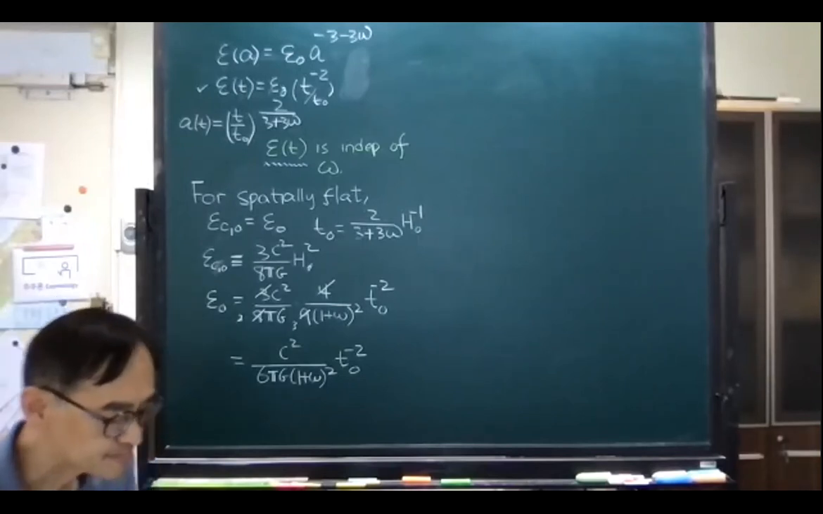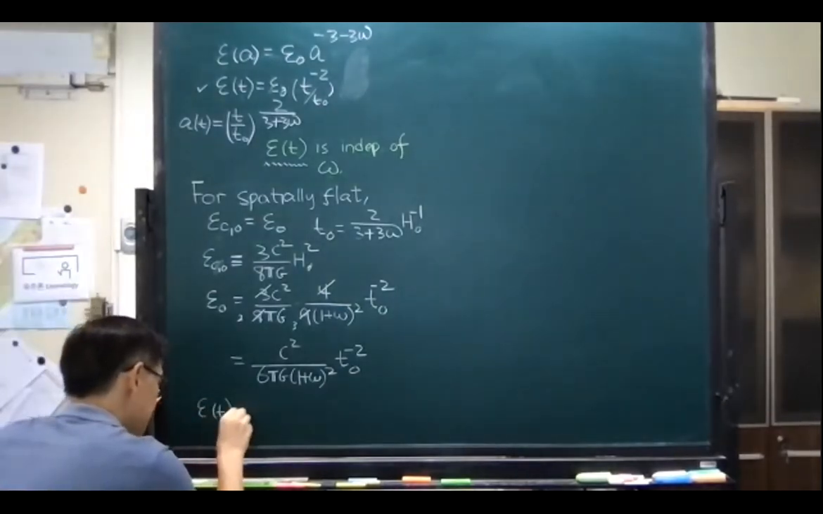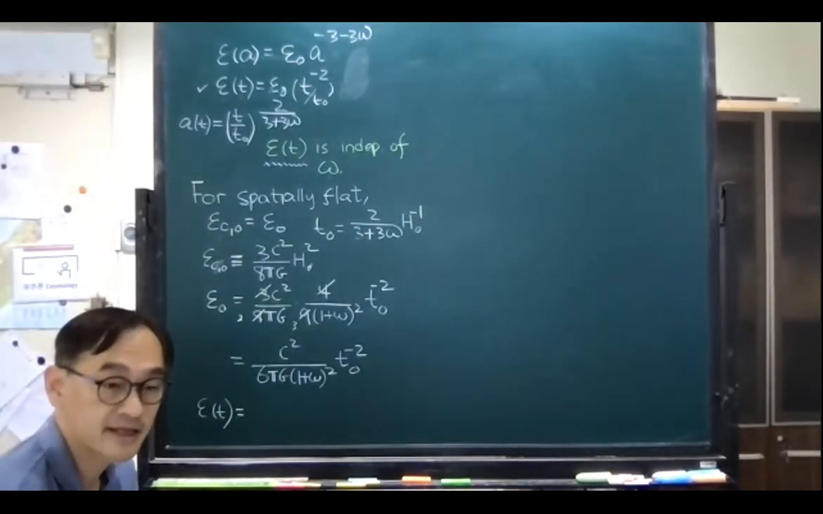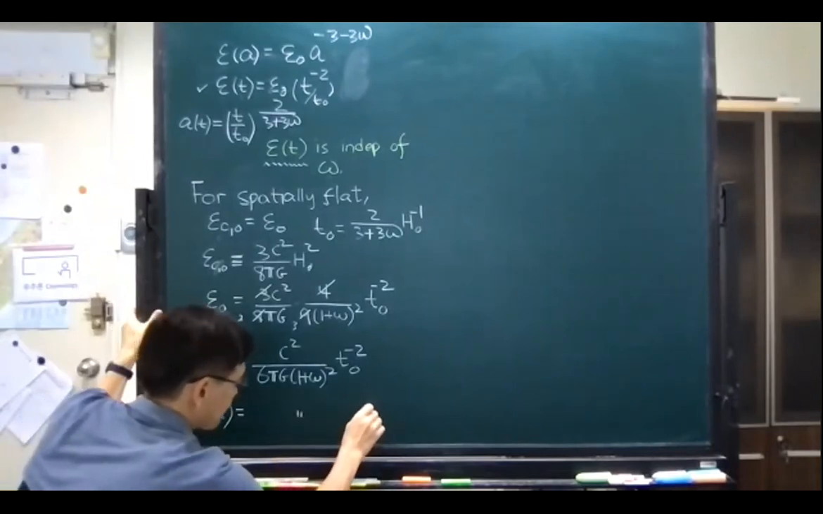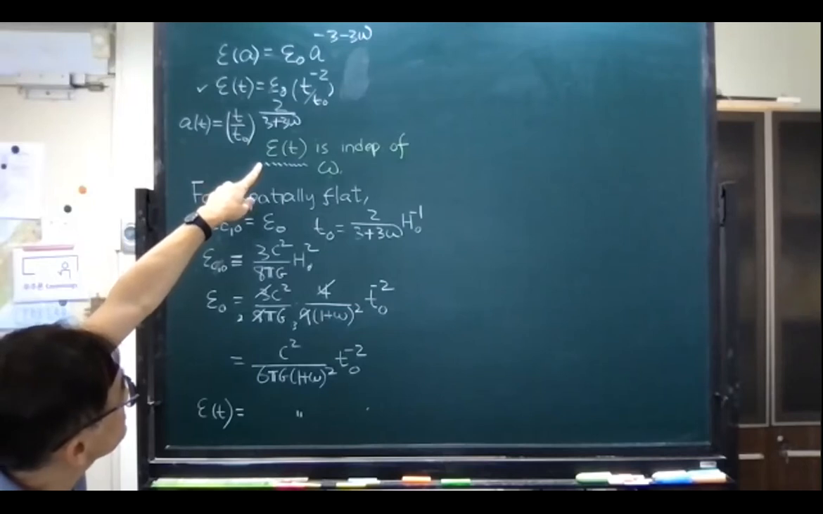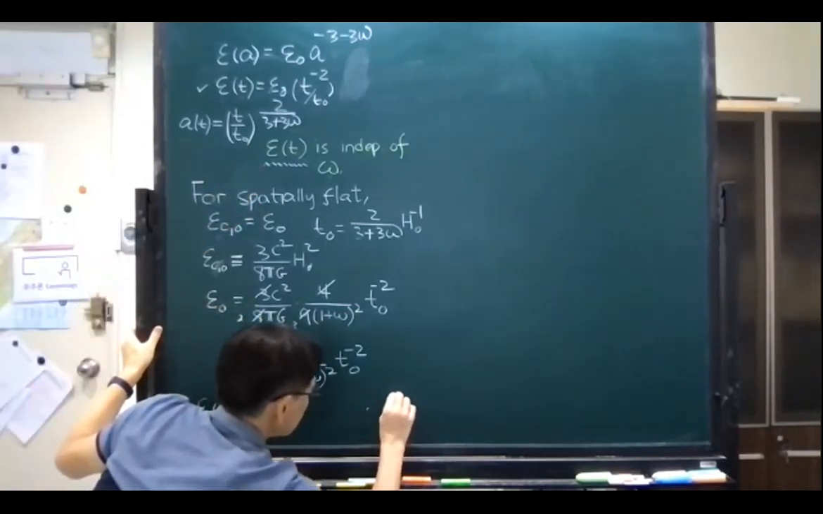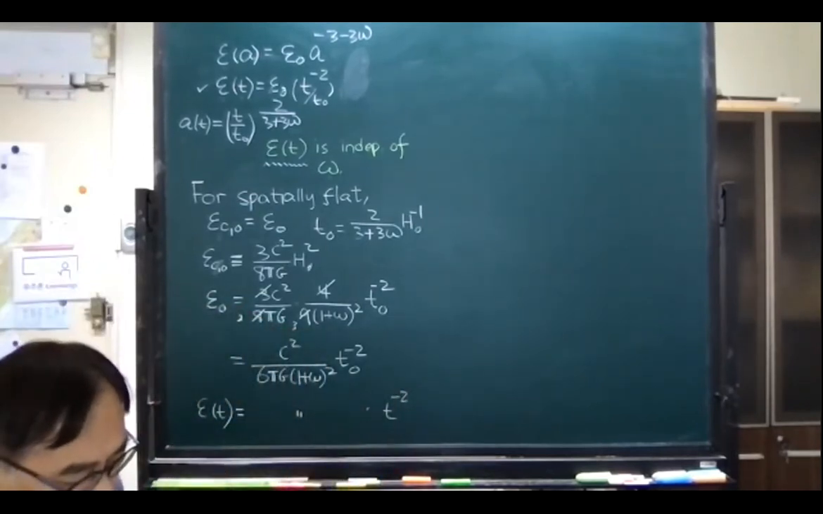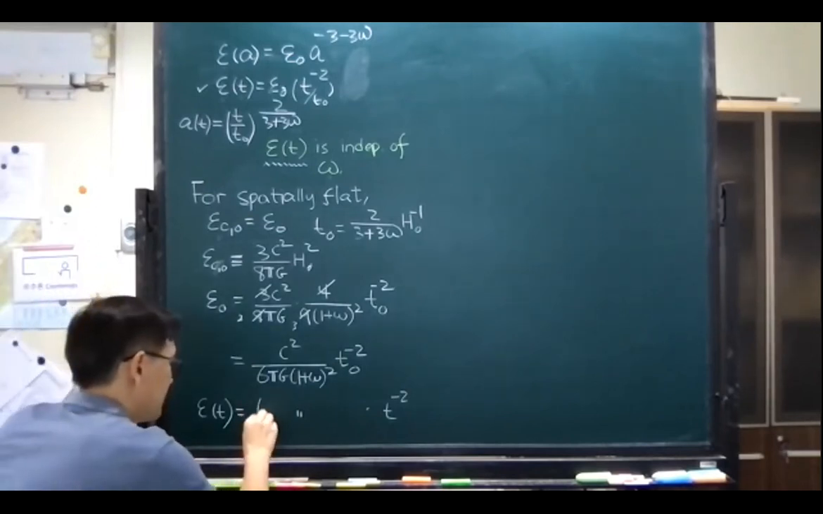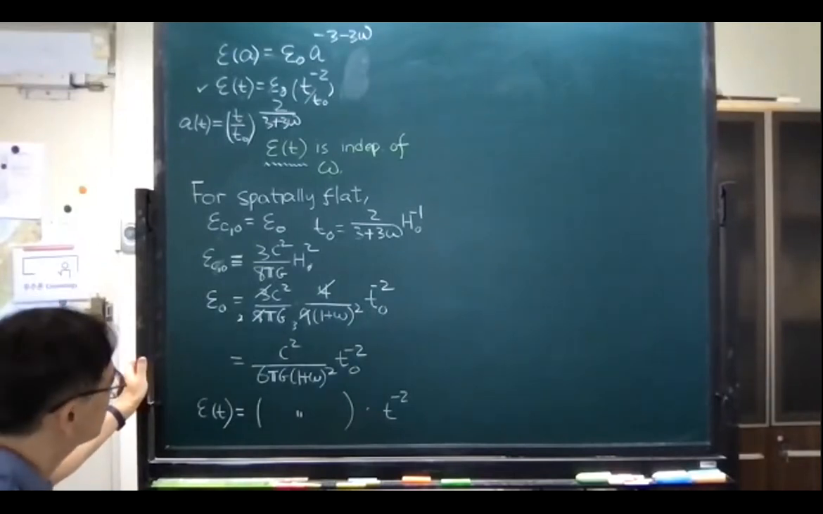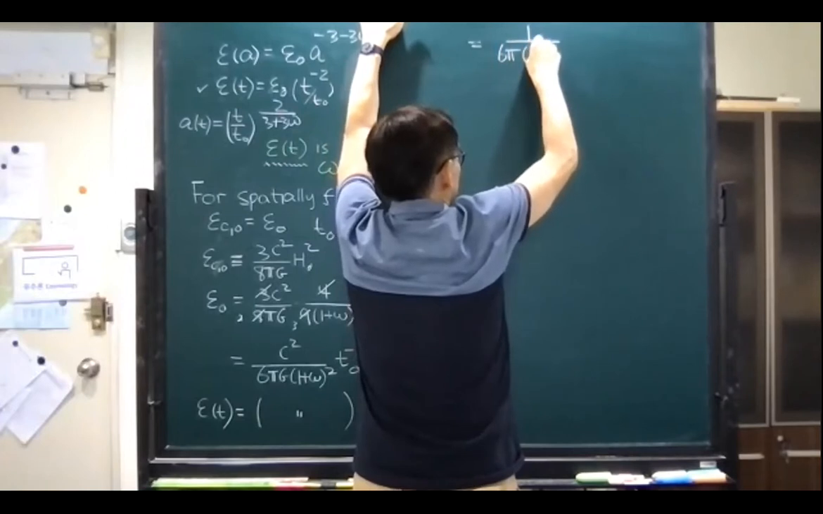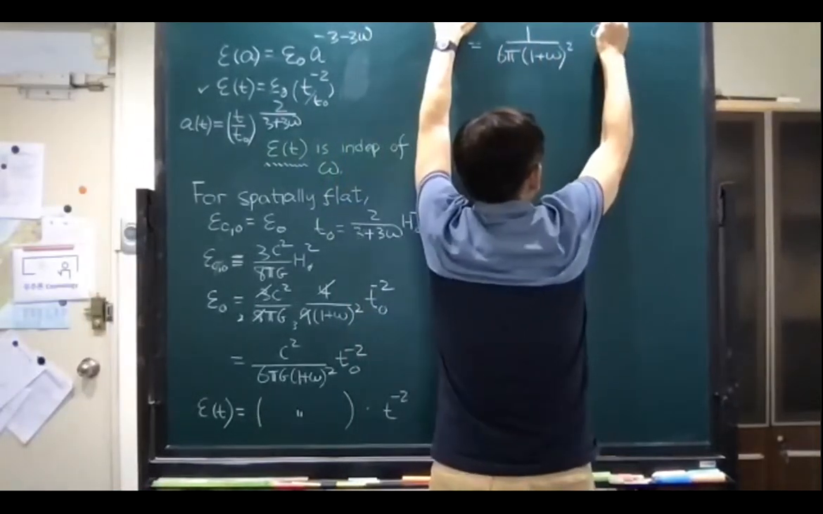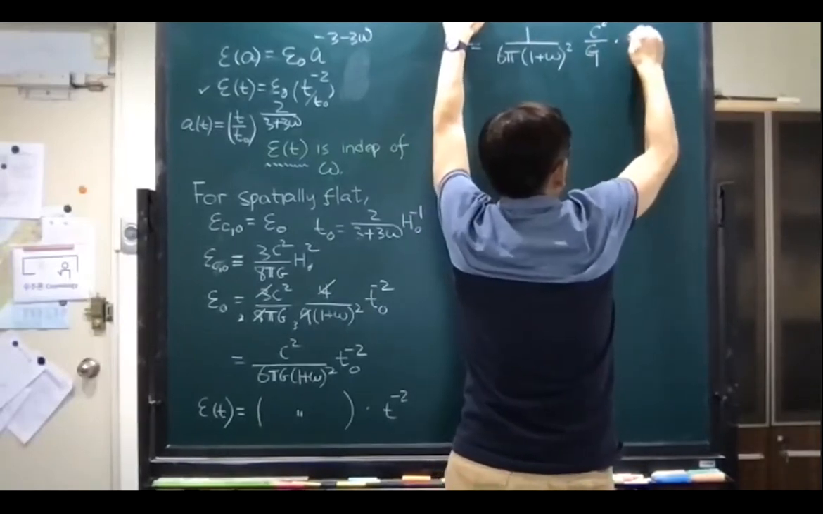And we want to now calculate the energy density of such a universe at any time. That's given from there. So that's epsilon 0 times t over t0 to the minus 2. So that gives me t to the minus 2. So I want to separate 1 over 6 pi (1 plus omega) squared, and I have c squared over G and t to the minus 2.